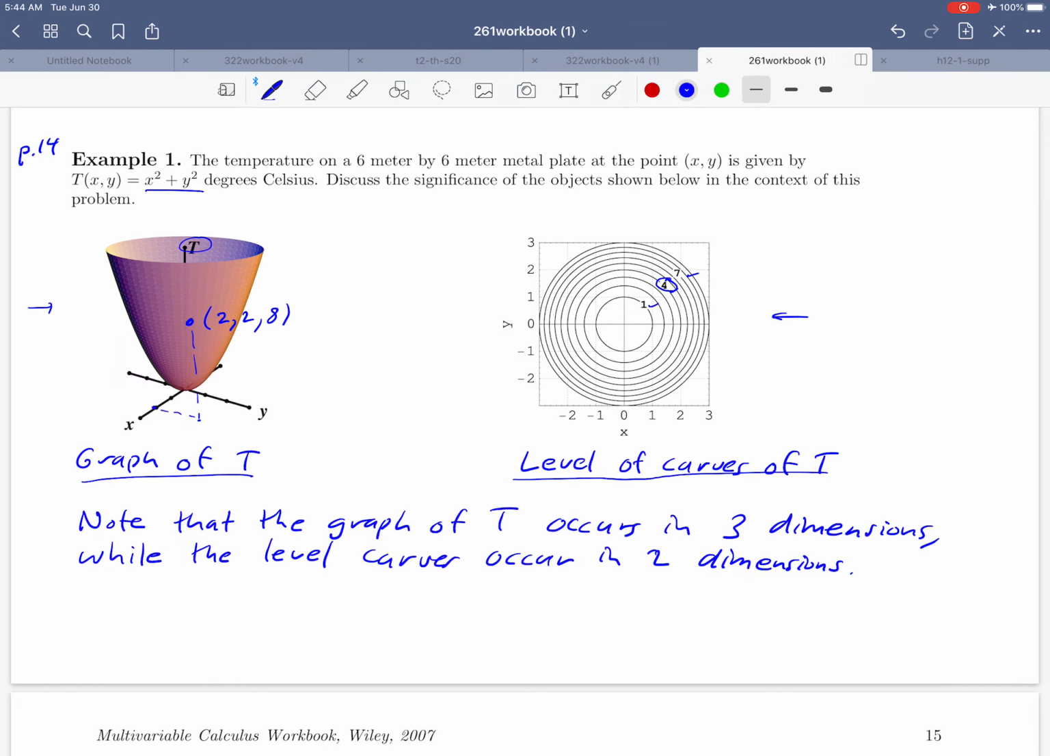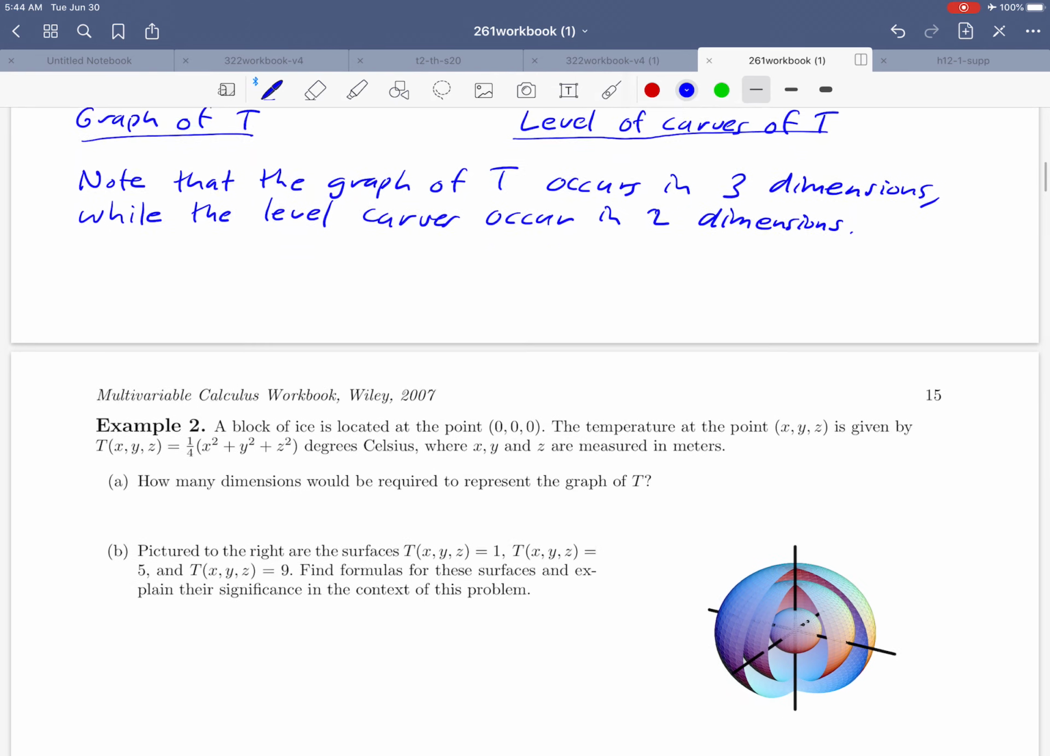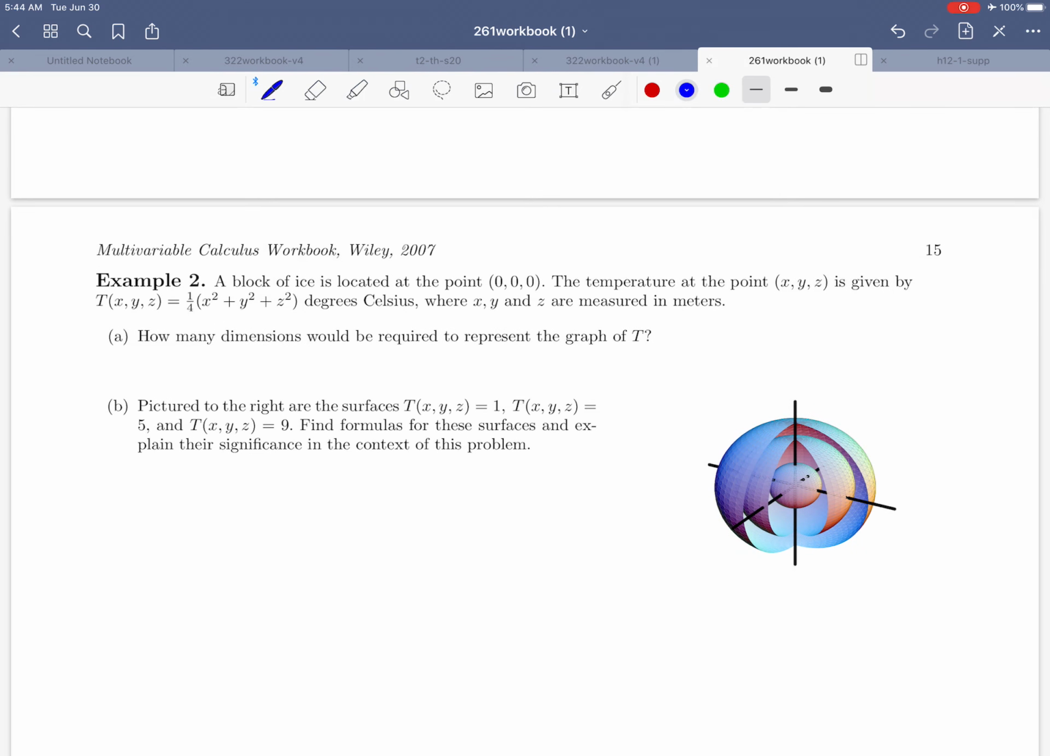So let's move on to the next page. See how this example is different. In example 2, a block of ice is located at the point (0, 0, 0) in 3-dimensional space, and the temperature at the point (x, y, z) is given by T(x, y, z) = 1/4 (x² + y² + z²). The first question they ask us is, how many dimensions would be required to represent the graph of T, this function that they gave us?